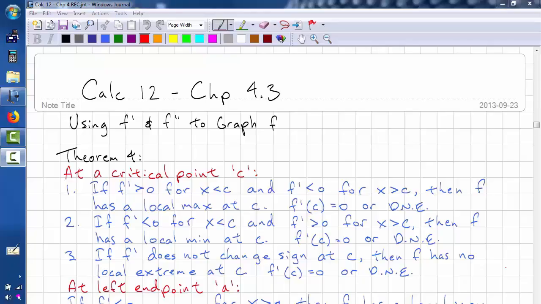This is Calculus 12, Chapter 4.3. We're going to be looking at using the first derivative and the second derivative to graph the function f. Theorem 4. This is the first derivative test.